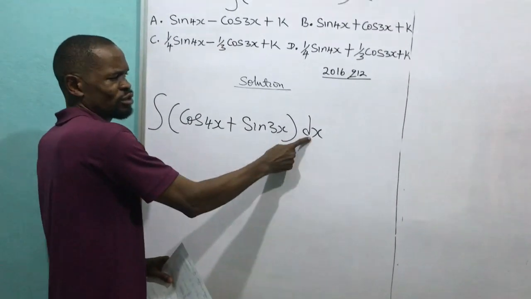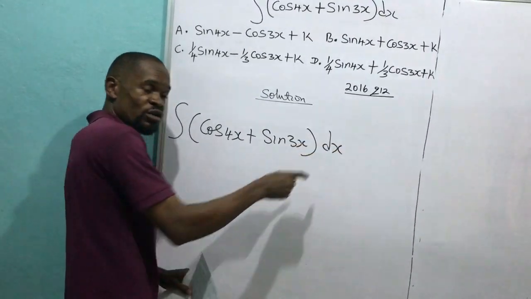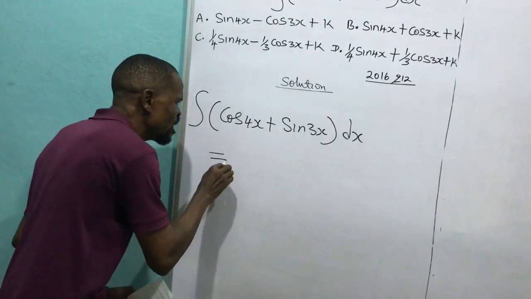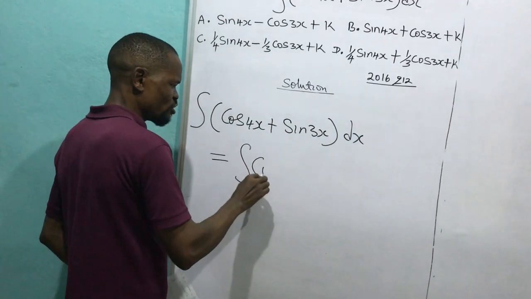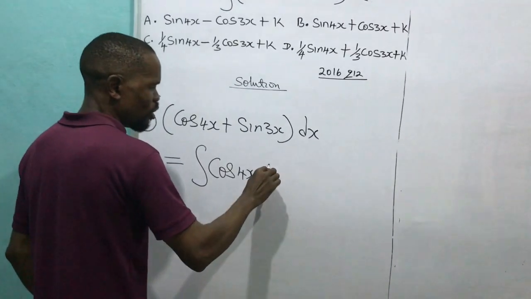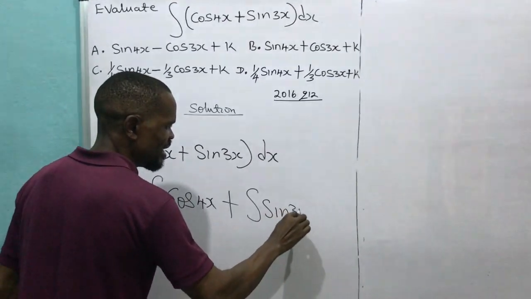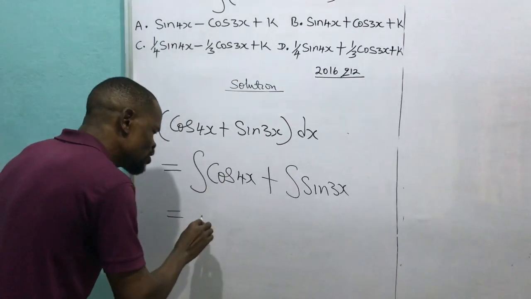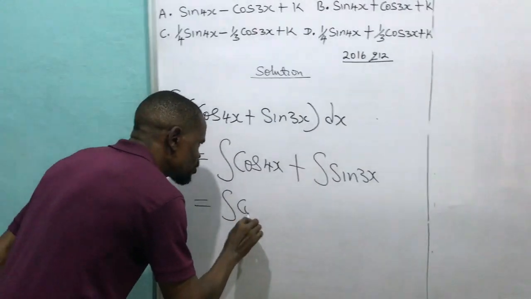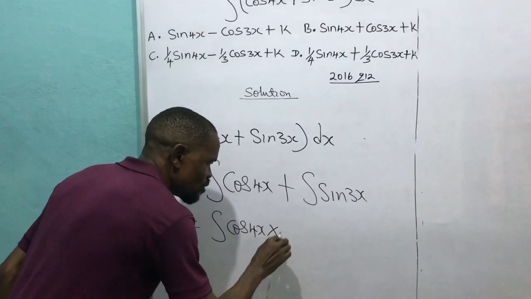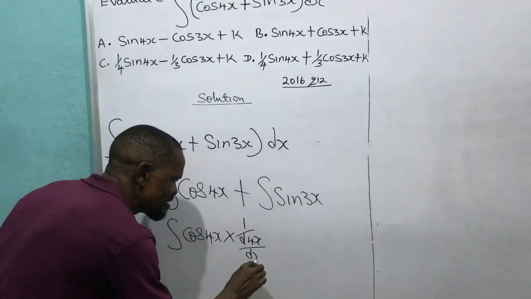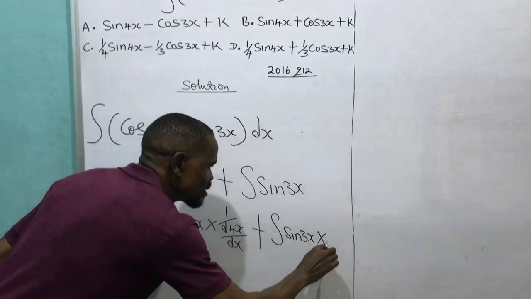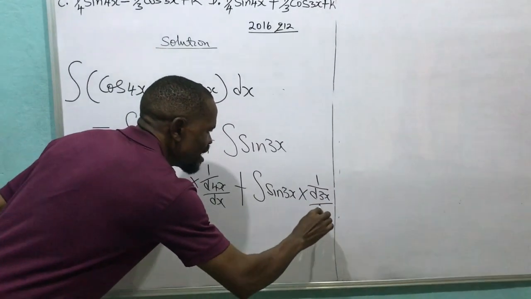So, I have differentiated this function. That's what this man is telling me. How many times have I differentiated it? One. That means the power holding this man is only one. Are you getting what I'm saying? So, I'm going to integrate it. And for us to integrate it, it will be equal to integration of cos 4x plus integration of sine 3x. Are you getting what I'm saying? Then, going with what we said, I have integration of cos 4x times 1 all over d(4x)/dx plus integration of sine 3x times 1 all over d(3x)/dx.